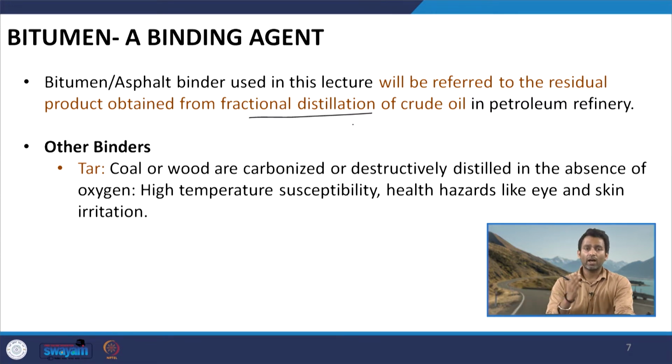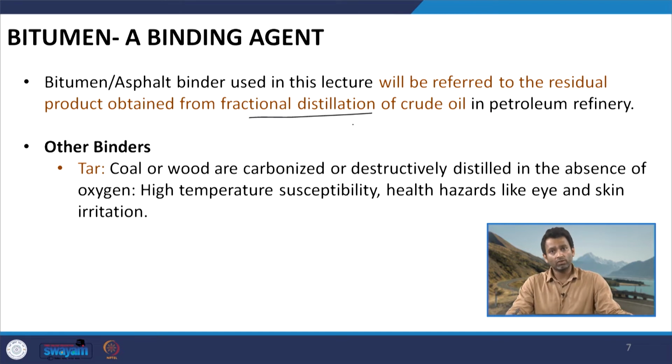and many times people confuse tar with bitumen, maybe because the physical appearance is almost similar. But we have to realize that tar is a coal or wood derived product and is produced through destructive distillation of coal in the absence of oxygen. Tar significantly differs even if we compare its properties with bitumen. Tar is highly temperature susceptible in comparison to bitumen, and also the fumes generated by heating tar are very much health hazardous, especially causing eye and skin irritation.